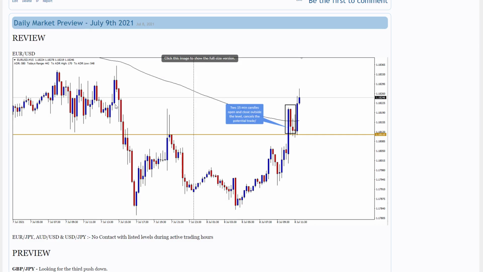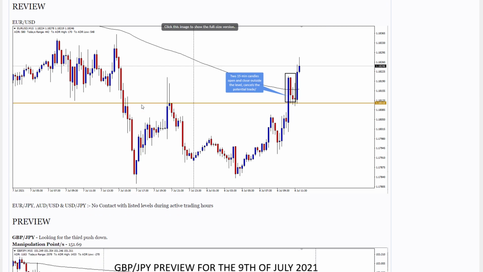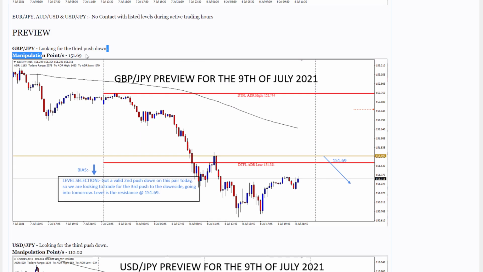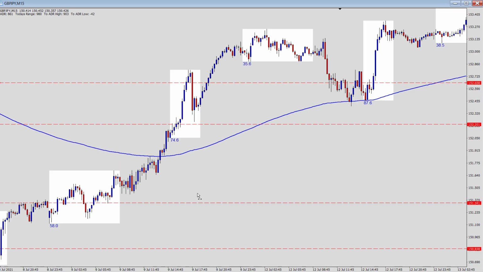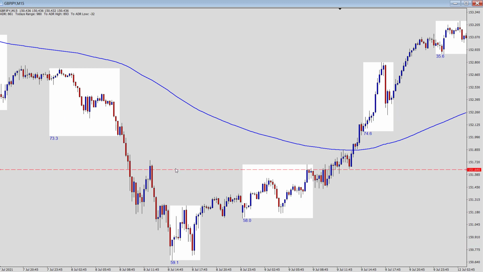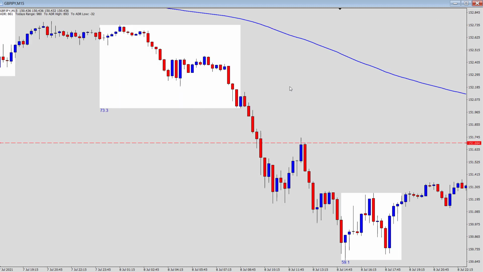The next one was on July 9th. As you can see here, the text portion was put out on July 8th. All these previews are put out at least 7-8 hours in advance of the prior day starting. On the pound yen, we're looking for a third push down to occur from 151.69. There's 151.69. If we go to the chart, back to July 9th here, and I'll get rid of a couple of these levels, there was our 151.69 level. As you can see, we came into it over here.